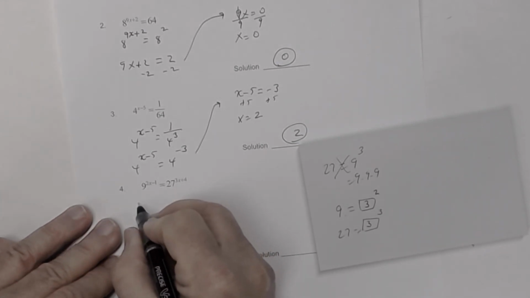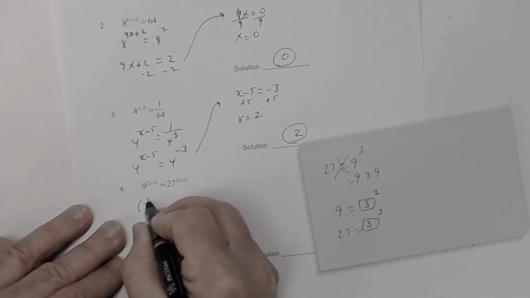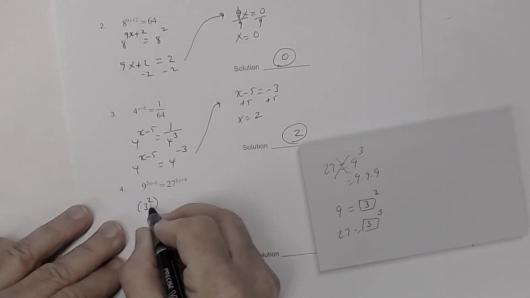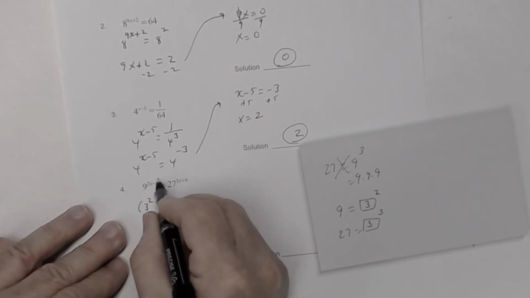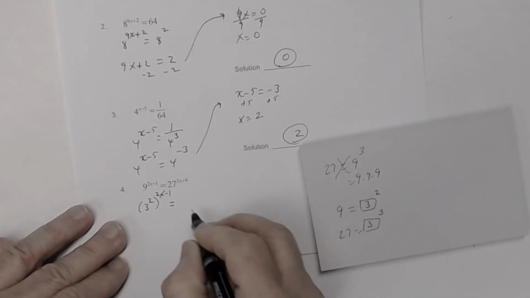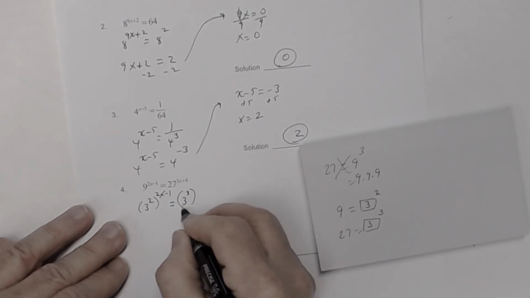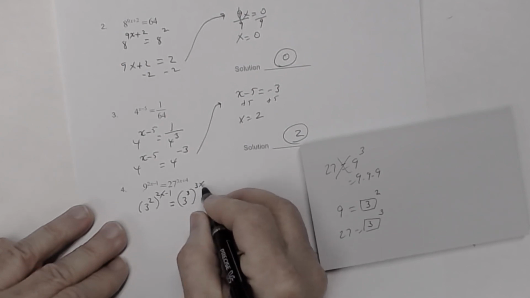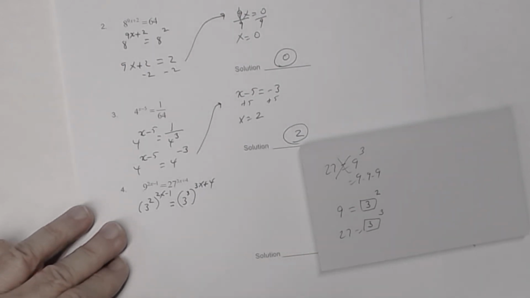So I get, now make sure you put that in parentheses, 3 squared, remember that's your 9, so you're replacing 9 with 3 squared, but it's being raised to the 2x minus 1 power, equal, and then 27 is 3 cubed, and it is also being raised, in this case, to the 3x plus 4 power.